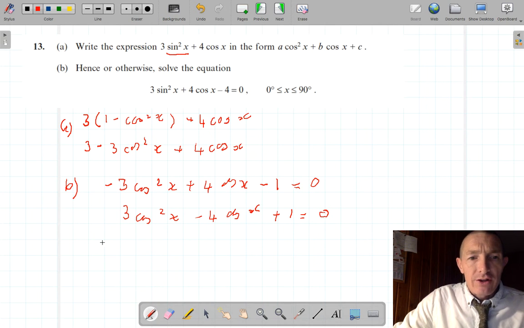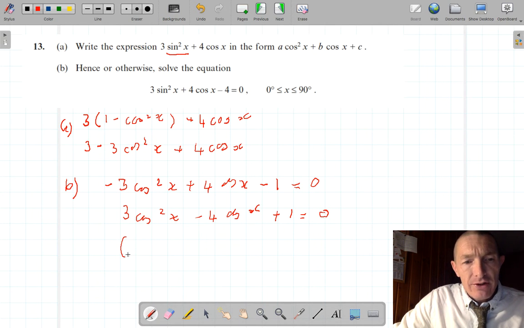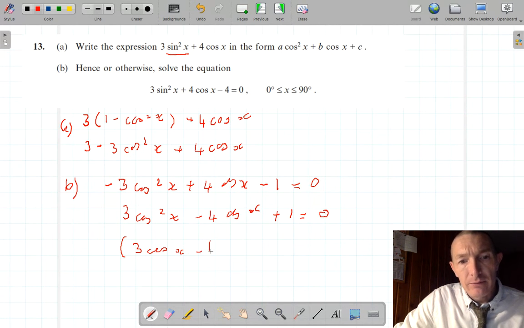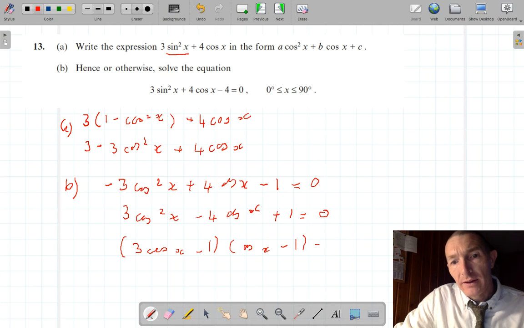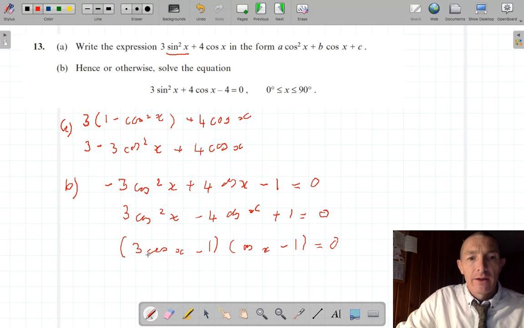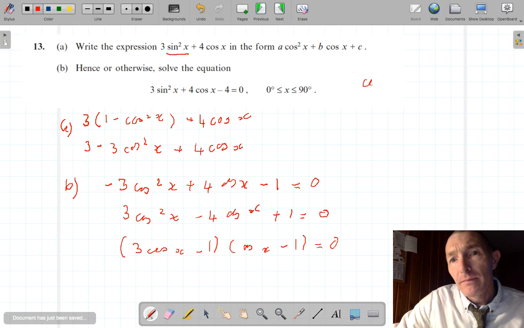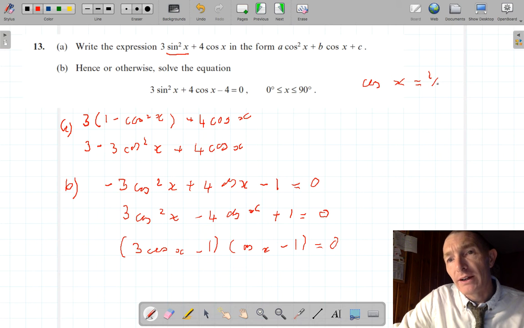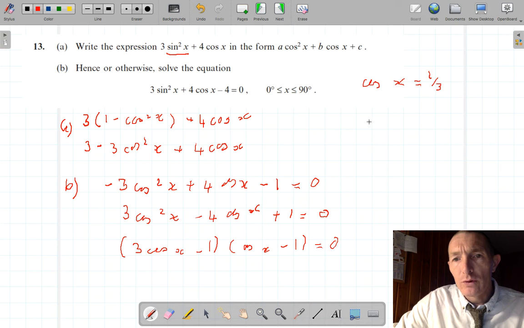Now it's a quadratic equation. These always end up being quadratic equations, and you can take your time, you can pause and try to solve this quadratic equation, but basically it's cos x, 3 cos x minus 1, and cos x minus 1 equal to 0. So from the first bracket, we have cosine x equals a third, and I need to solve that and find out what angles x can be. And from the second bracket, we have cosine x equals 1.